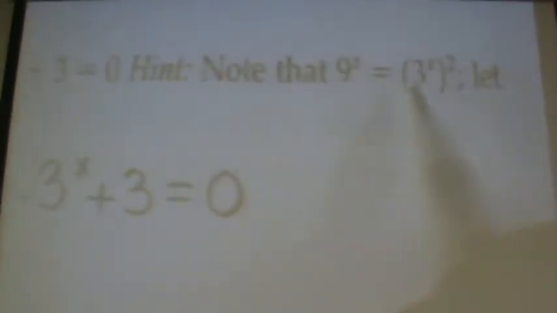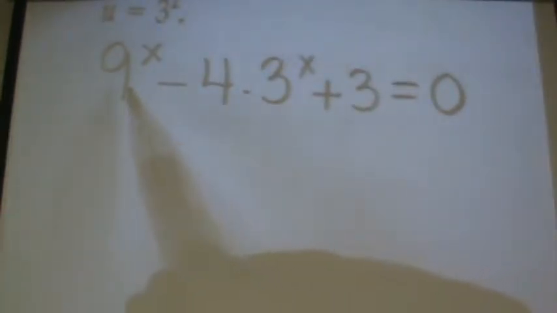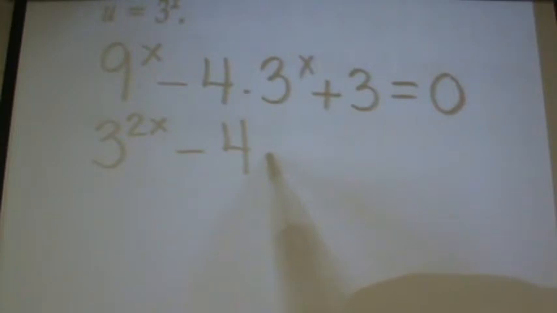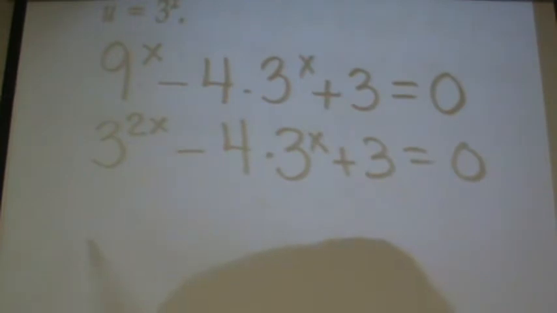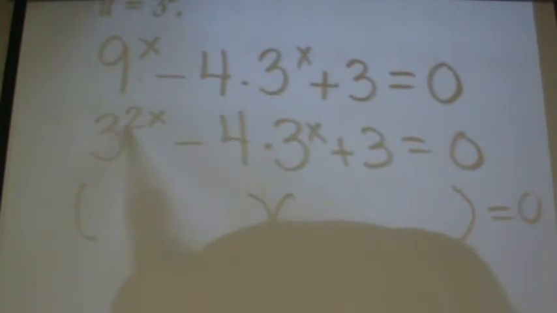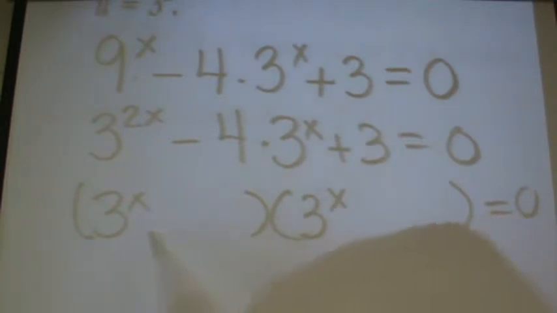They're asking you to let u equal blah, blah, blah. This is an easier way for me, so I think you might like this better. I'm gonna rewrite this 9 as 3 squared, and then x. That means the same as that. Now, you're gonna factor this. I'm gonna tell you that 3 to the 2x, you can split it up as 3 to the x times 3 to the x, because 3 to the x times 3 to the x is 3 to the 2x.